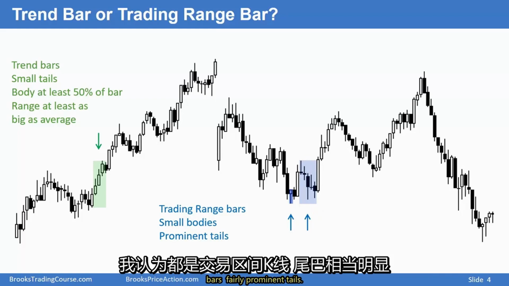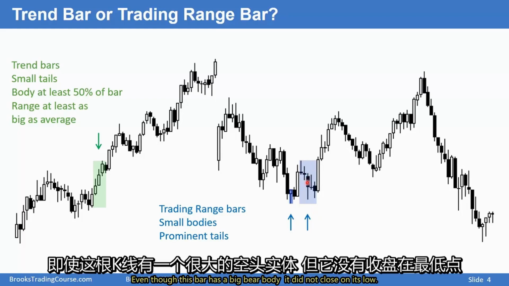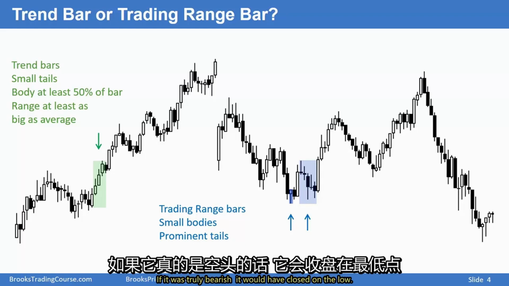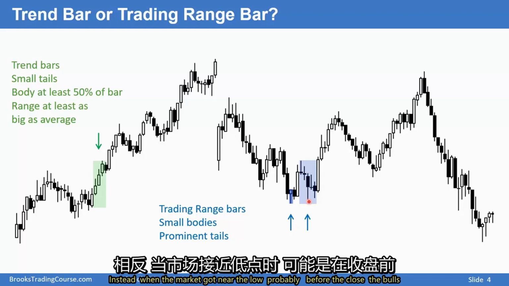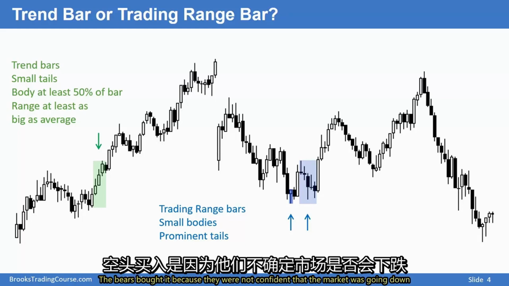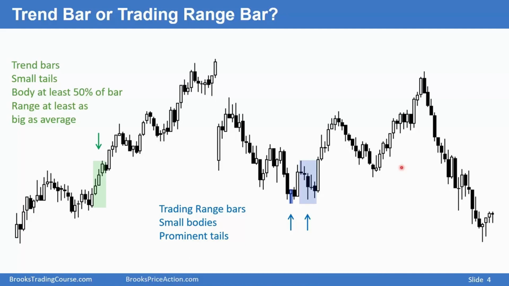Fairly prominent tails. Even though this bar has a big bear body, it did not close on its low. It closed back up near the midpoint of the bar. If it was truly bearish, it would have closed on the low. Instead, when the market got near the low, probably right before the close, the bulls bought it. And the bears bought it as well. The bears bought it because they were not confident that the market was going down. So the bears lacked conviction.